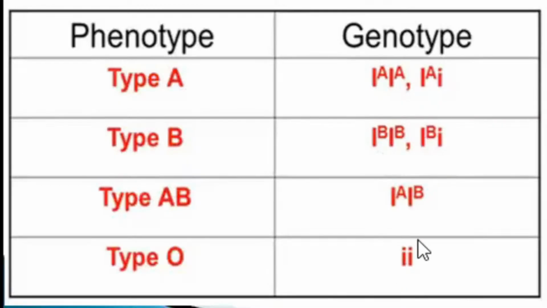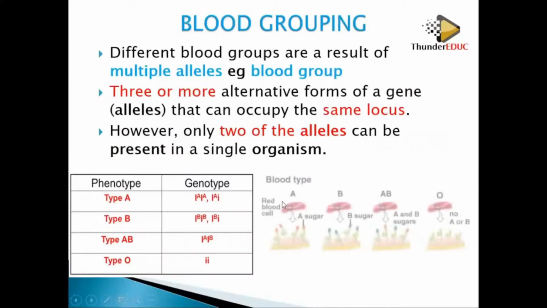How many genotypes do we have in blood group? You have 6. 1, 2, 3, 4, 5, 6. So the genotypes, there are 6. The phenotypes, there are 4. And then alleles, there are 3. We're going to look at that one in detail. So we are saying that blood groups, you have A, you have B, you have AB, and you have O.